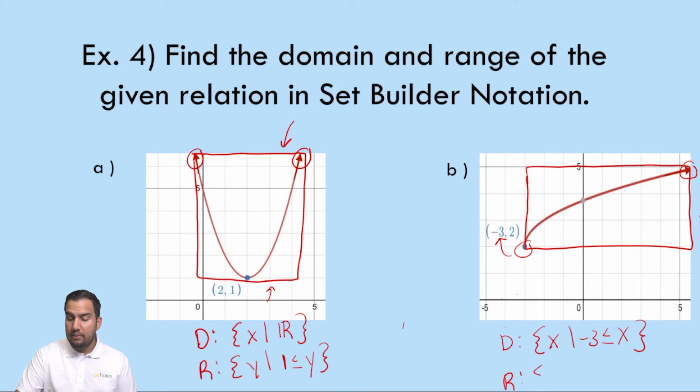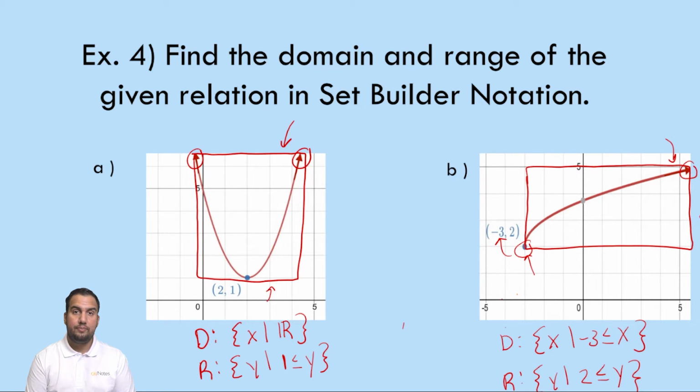So for range, I'm going to go y such that my lowest point is an actual point, but I care about the y because I'm working with range. Range is the y. So my y is 2 less than or equal to y. Do I have an ending point? I don't. If I go all the way to the top, it's another arrow. Arrow means it keeps going up, so there's no ending point. So what am I going to do? I'm just going to close it.